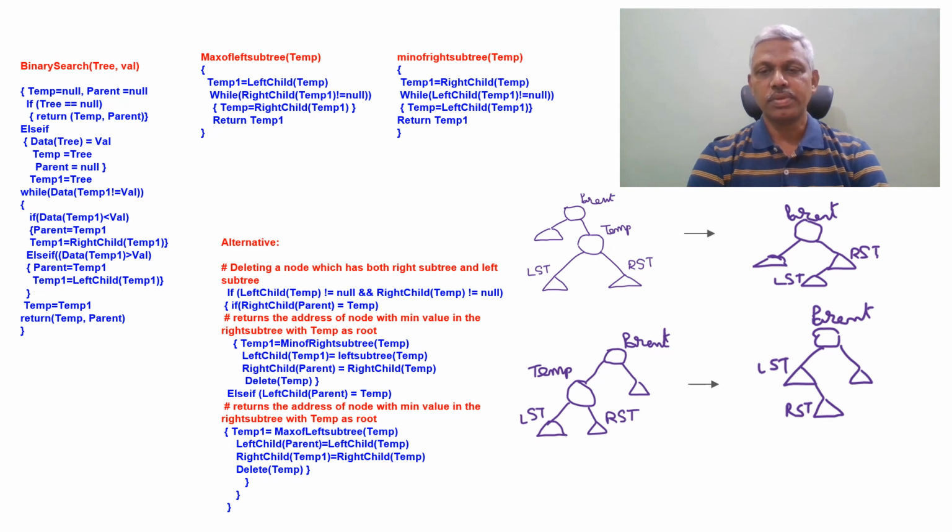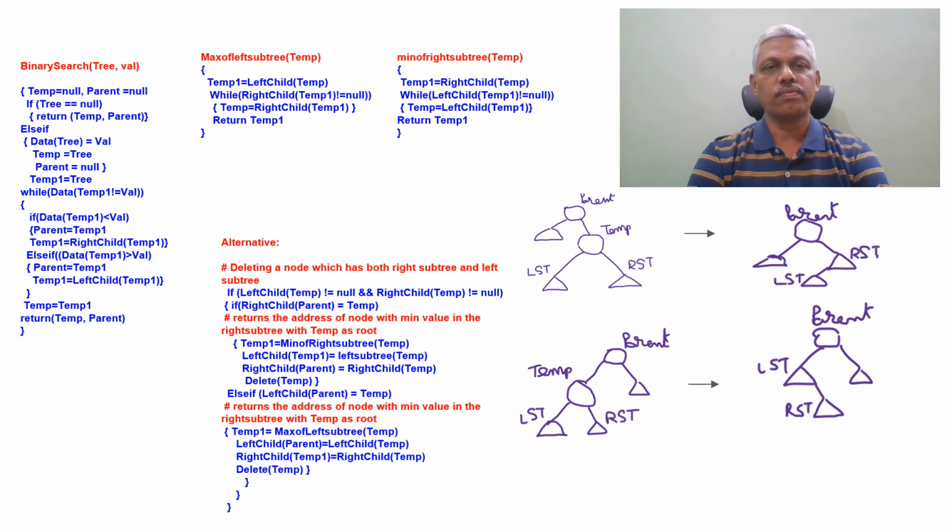Similarly, when temp is a left child of parent, instead of moving RST up, we can move LST up also here. We can identify the largest element of the LST, and for that largest element we can add RST as the right subtree. In both the cases, if you want to move that LST, left subtree up, we need to identify the maximum element of the left subtree. Similarly, if you want to move the right subtree up, we need to identify the least element of the RST.